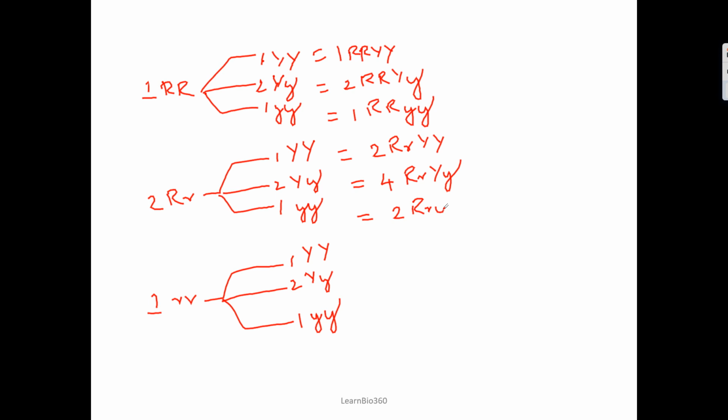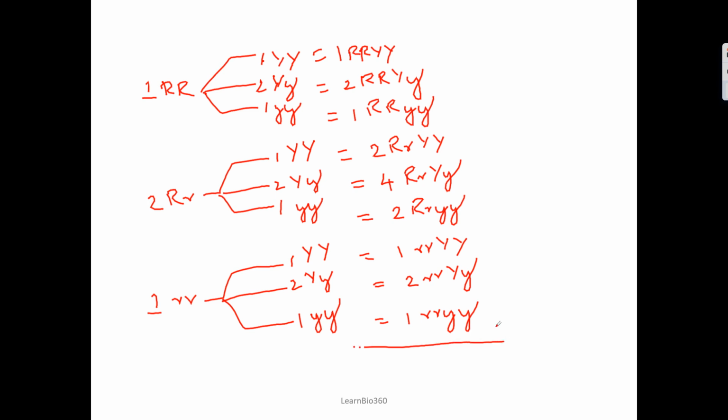small y small y. 1 into 1, 1, small r small r capital Y capital Y. 1 into 2, 2, small r small r capital Y small y. 1 into 1, 1, small r small r small y small y.